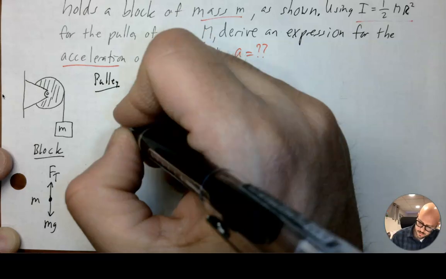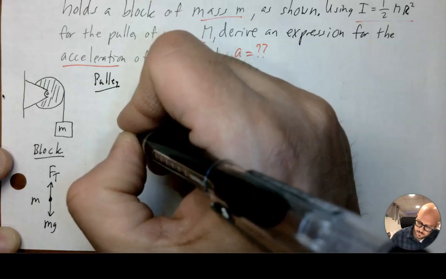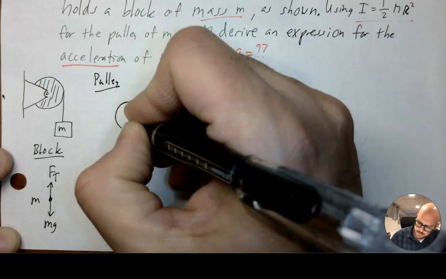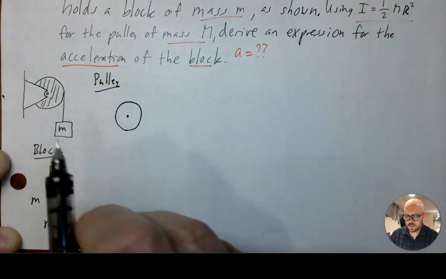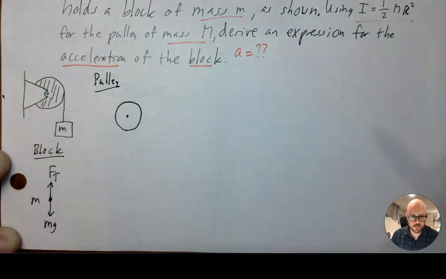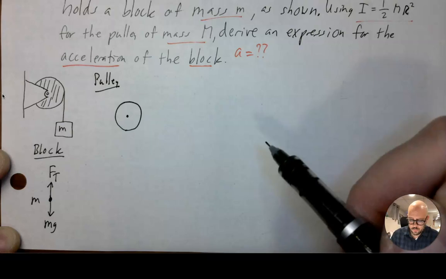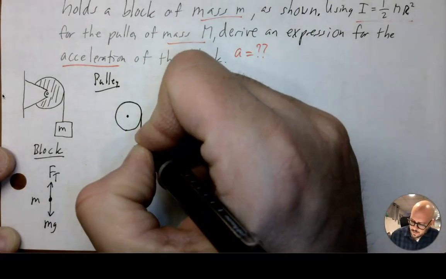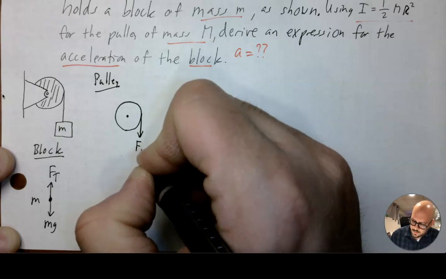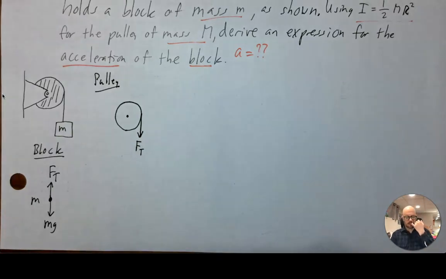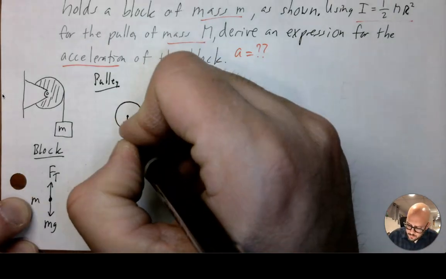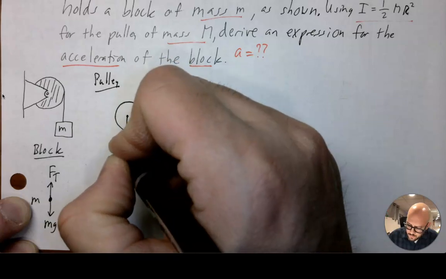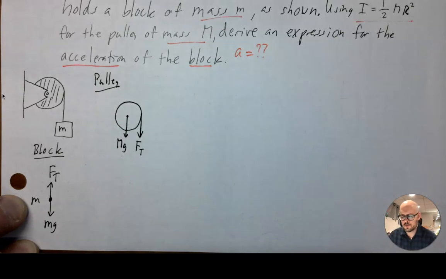has its own set of forces. So I'm going to draw the pulley as a circle, and I'm going to put a dot at the center because that's going to be the axis for the pulley. Now, the only maybe obvious force here is going to be on the right-hand side, the tension force. The other forces that have to exist are gravity. There has to be a force of gravity. I'm going to use capital Mg for gravity.